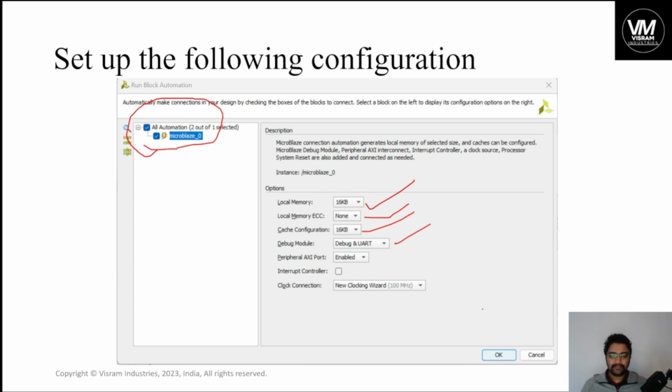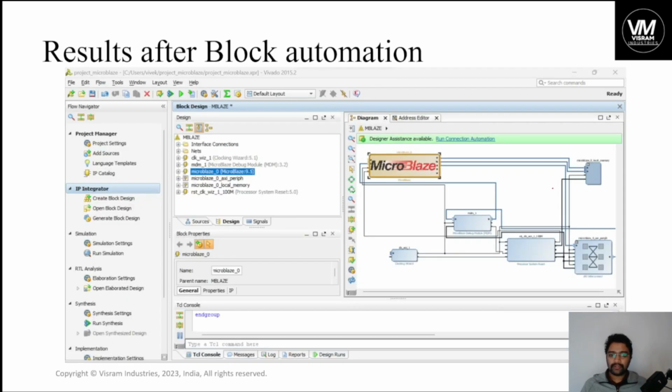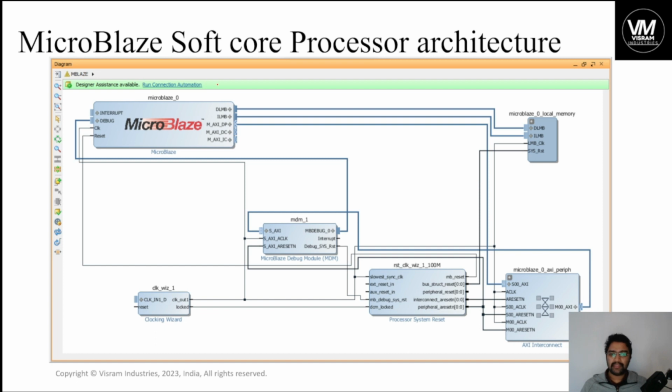So as of now, for clock connection, you can keep it at 100 megahertz. It will be showing, and click on OK. Then you can go to the automatically generated connections with the architecture, and you can see the major part is the MicroBlaze processor, and it has all the interrupts, debug, and these are the output ports again.